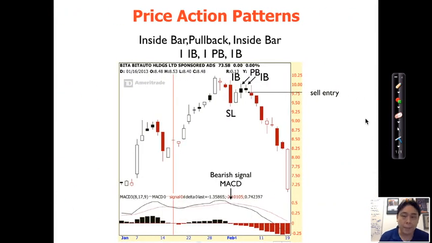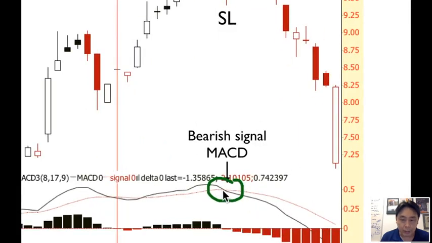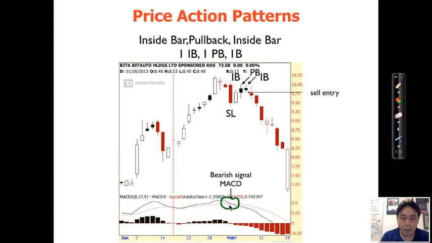Okay, so let's look at Beta, where this pattern emerged. All right, so there we have it. We've got the MACD crossing below the signal line. Ideally the MACD should be 12, 26, and 9. So this is not the ideal setting. Use 12, 26, and 9.